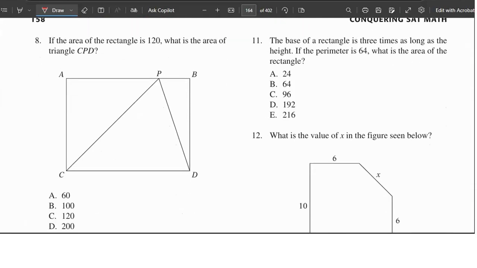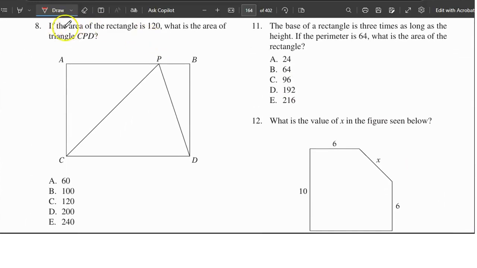Now here in this 8th question, if the area of the rectangle is 120, what is the area of the triangle CPD? Area of the rectangle is given. It's coming as 120. Now the important thing is, if we drop a perpendicular from P, say to the point E. So this is right angle. This is right angle. This is right angle.